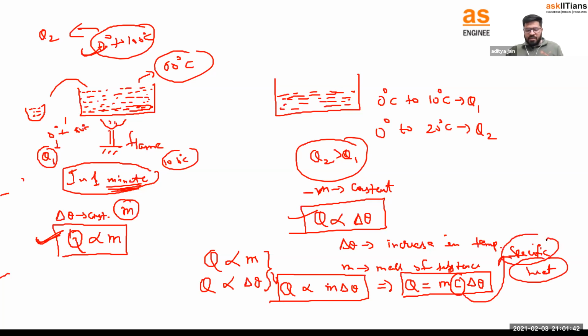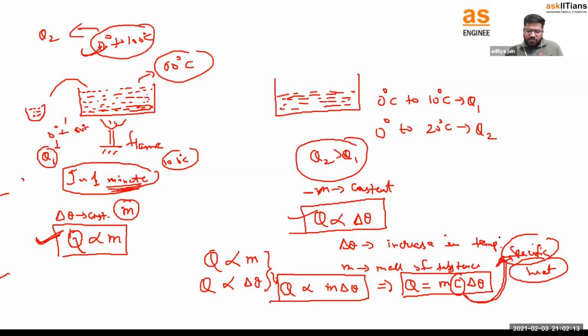Getting my point? First, we kept the increase in temperature constant and learned that heat required is directly proportional to mass. In the second case, we kept the mass of water constant and observed that heat required is directly proportional to increase in temperature. More increase in temperature will require more heat. And when we combined both relations, we put a constant known as C, which is defined as the specific heat.